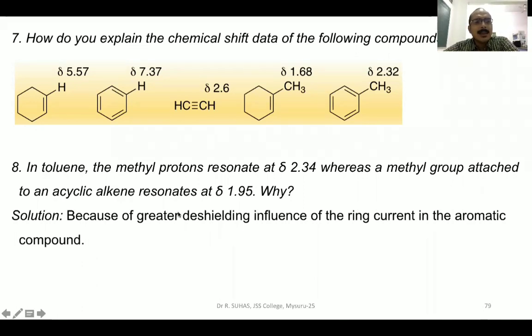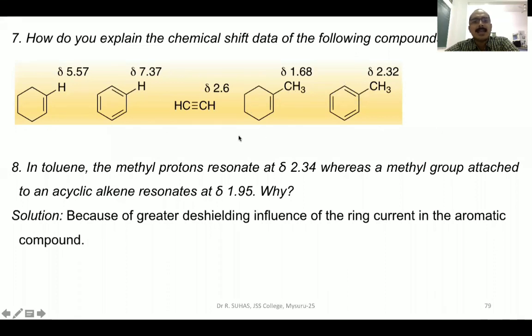The next question: in toluene, the methyl protons resonate at delta 2.34. So it is telling us there is a toluene, the methyl protons resonate at 2.34, whereas the methyl group attached to an acyclic alkene resonates at 1.95.